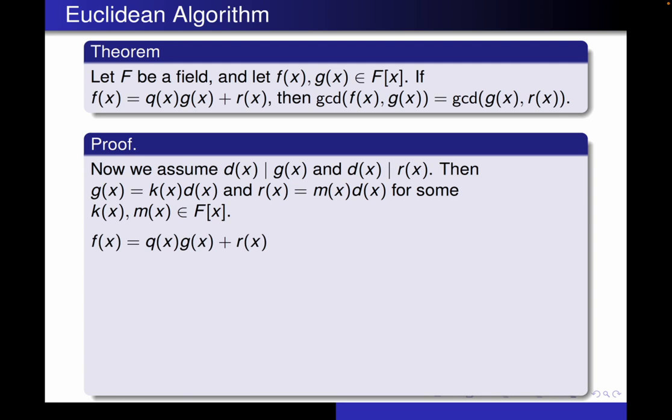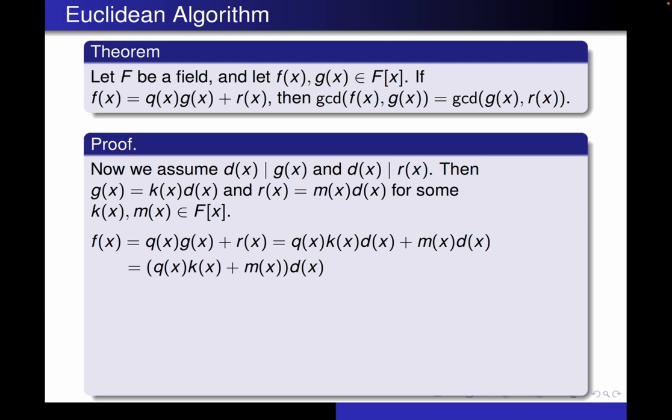Now, when we write our assumption that f(x) is equal to q(x) times g(x) plus r(x), now we can substitute those in for g(x) and r(x) on the right-hand side of the equation. That's what we get. Notice that we don't have to do any fancy algebra to factor out a d(x). So we get d(x) times some polynomial. I don't care what it is, because d(x) times any polynomial equals f(x) is exactly what it means for d(x) to divide f(x).